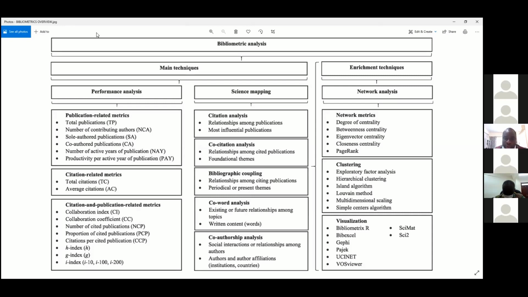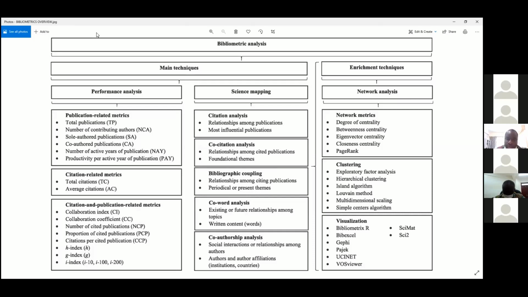Then, of course, within the science mapping, you look at networks, relationships among publications. You want to look at the most influential publications for the group or for the university, which ones are yielding the highest field-weighted citation impact above the global average.